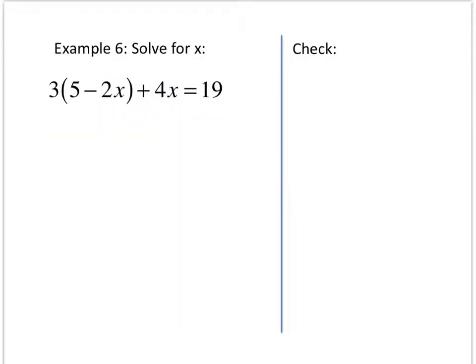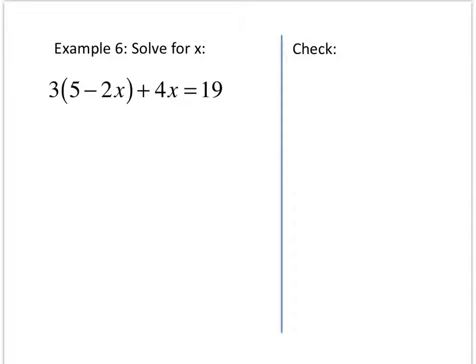Our last problem, a very similar one. Again, we face the same problem. Right now I can't combine this negative 2x and the 4x because the negative 2x is inside parentheses and I have this multiplication of 3 on the outside. By order of operations, I need to do multiplication before I can do the addition and subtraction of negative 2x and 4x. So unfortunately, we're stuck, but luckily for us, we've learned the distributive property.